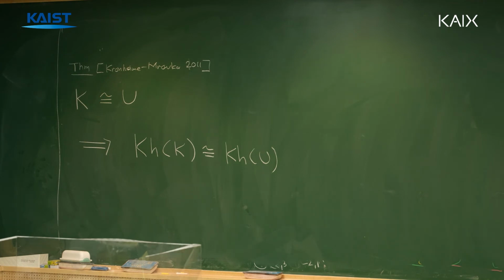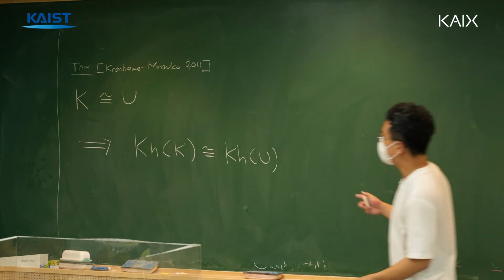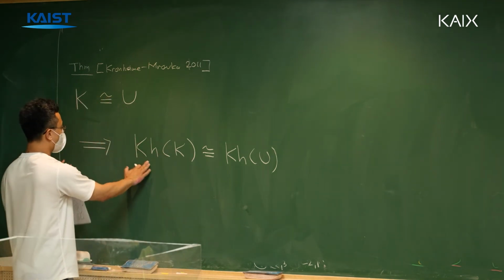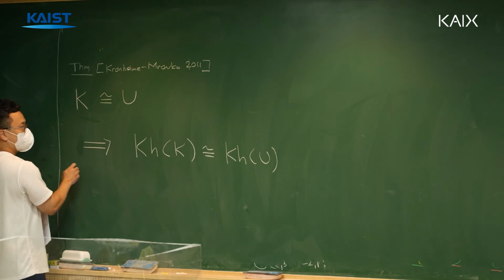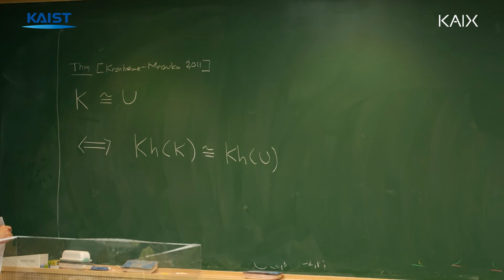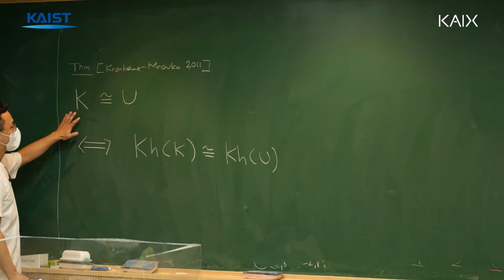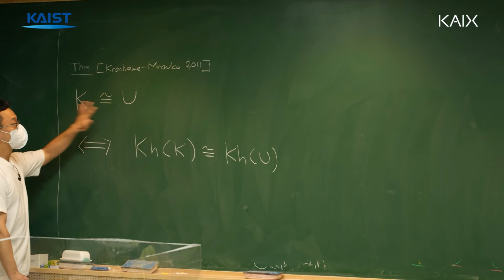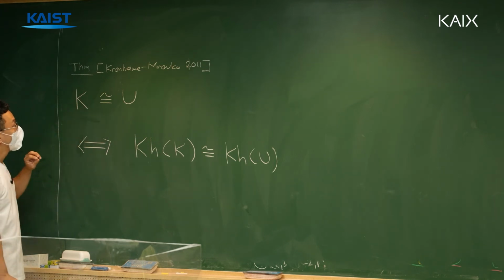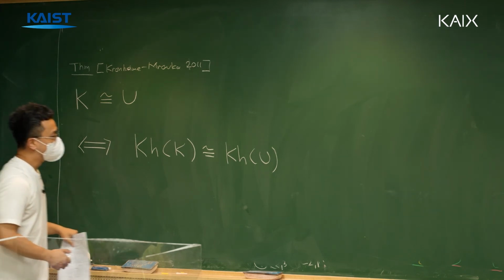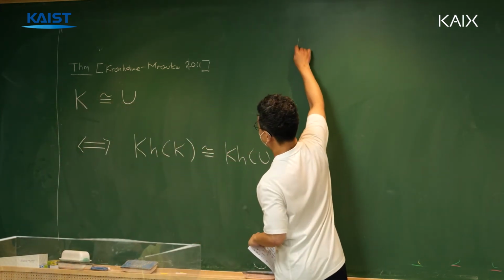And the key thing was that this follows from the fact that Khovanov homology is a knot invariant, and the remarkable thing is that in fact this is if and only if. So if you know how to compute Khovanov homology of your knot, it tells you exactly if it's the unknot or not. But this was upgraded to many different knots actually.